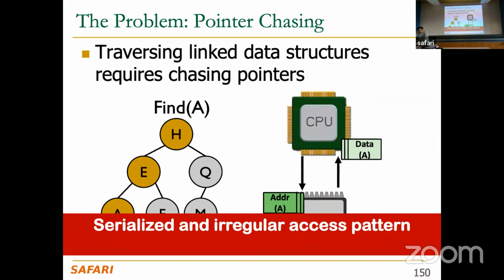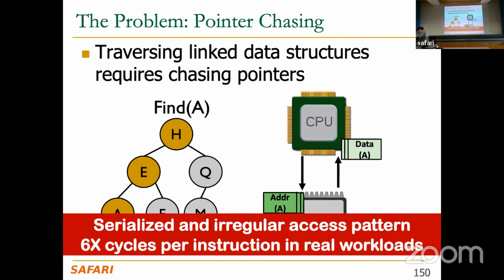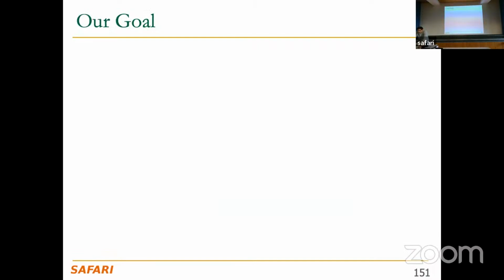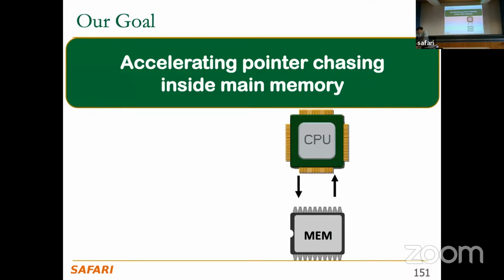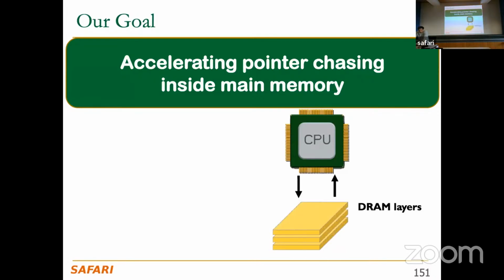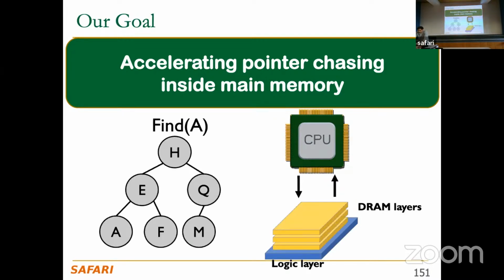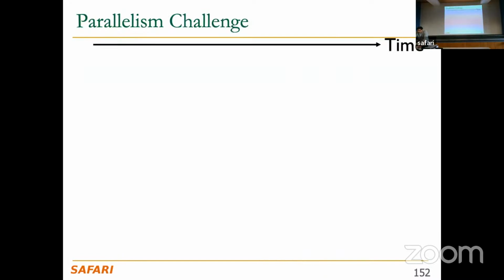So these accesses are serialized, might be irregular, especially if the trees are very large, and it might take up to 6 cycles per instruction in real workloads due to the access to data, right? Because it's a very memory-bound operation. So the goal is accelerating pointer chasing inside memory. We can replace conventional memory with 3D-stacked memory with some units in the logic layer. The idea is that all the pointer chasing is done in memory, and then we return the data to the CPU, right? That's what this work tries to do.